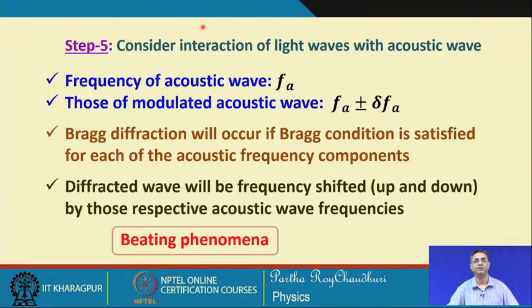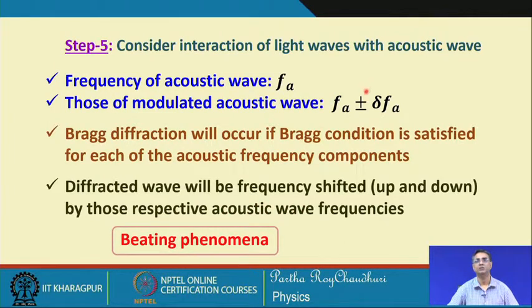So, in the fifth step we considered the interaction of light waves with an acoustic wave, where the frequency of the acoustic wave is f a, and those of the modulated acoustic wave will be f a plus minus delta f a. So, this is the change in the frequency for the acoustic wave. Bragg diffraction will occur if the Bragg condition is satisfied for each of the acoustic frequency components. You have a diffracted wave that will be frequency upshifted or downshifted by the respective acoustic wave components.